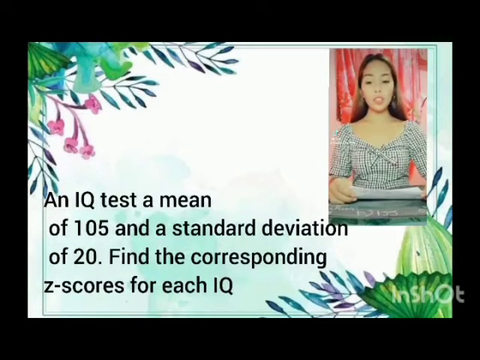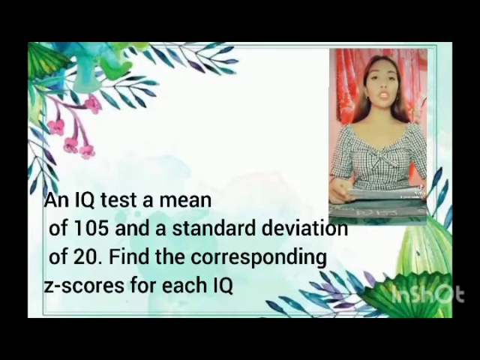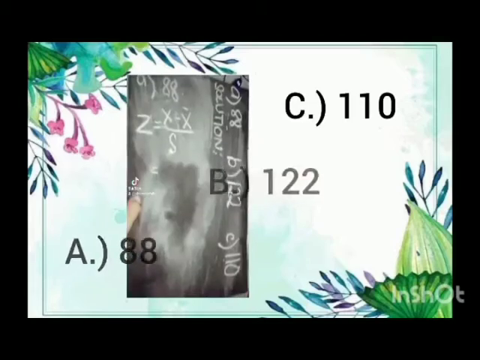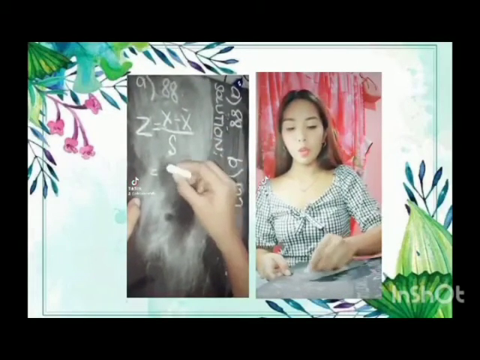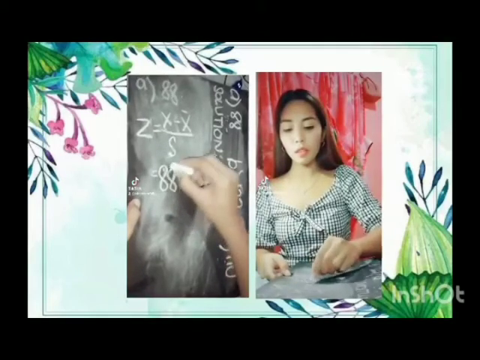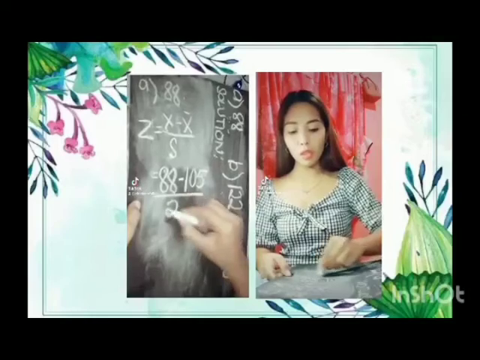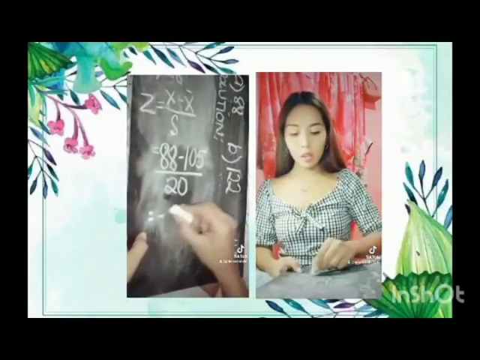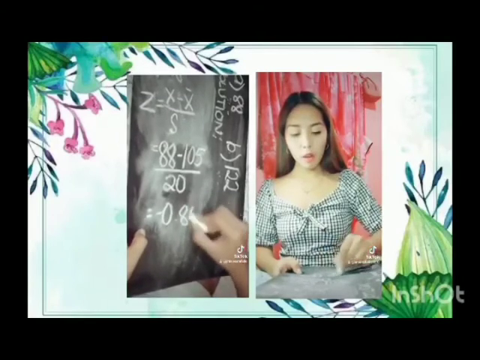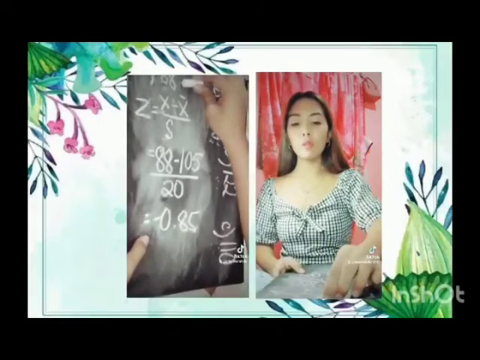Okay, let's try an IQ test. A mean of 105 and a standard deviation of 20. Find the corresponding z-scores for each IQ. So, using the formula, x minus mean over standard deviation, we have 88 minus 105 as the mean over 20 as the standard deviation. And the answer is negative 0.85. Since the answer is negative, therefore 88 is below the mean.